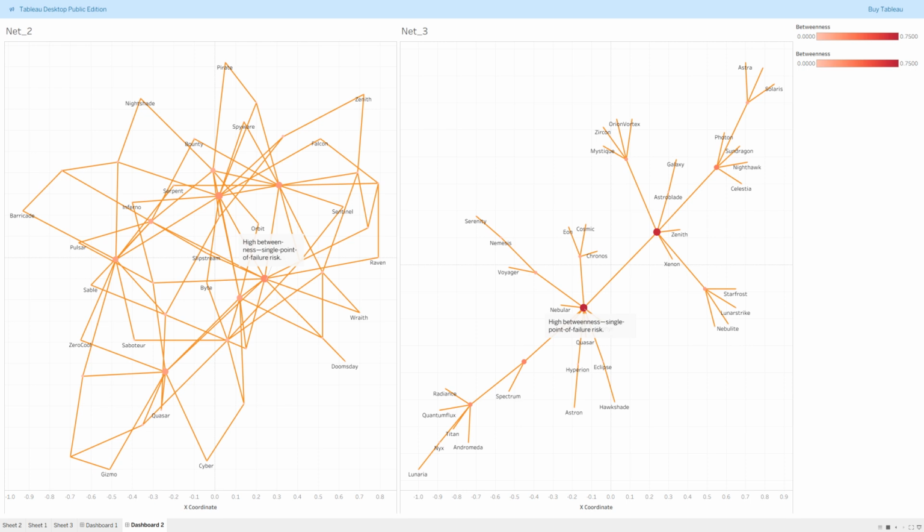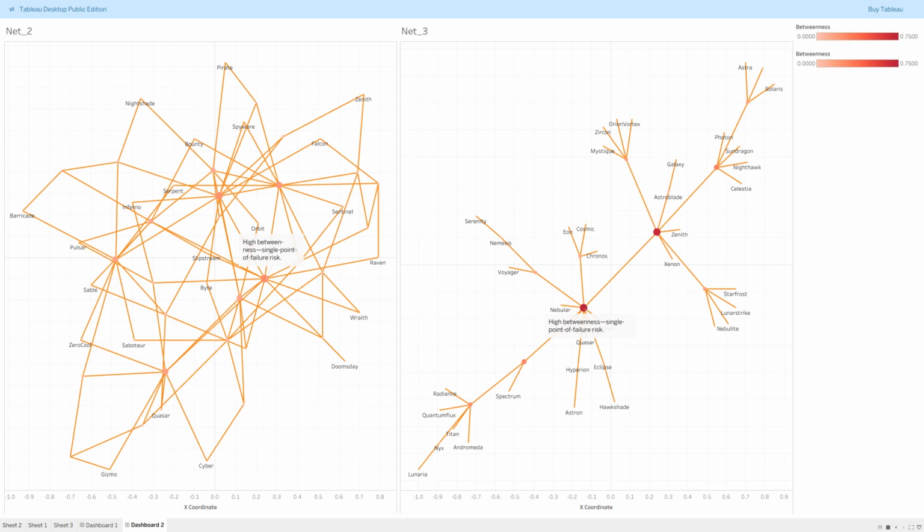If either of these nodes were compromised, large portions of the network would be cut off or severely disrupted. That makes network 3 much more fragile. My recommendation here is to introduce redundant communication paths, closely monitor these hub nodes, and prepare isolation playbooks in case of compromise.